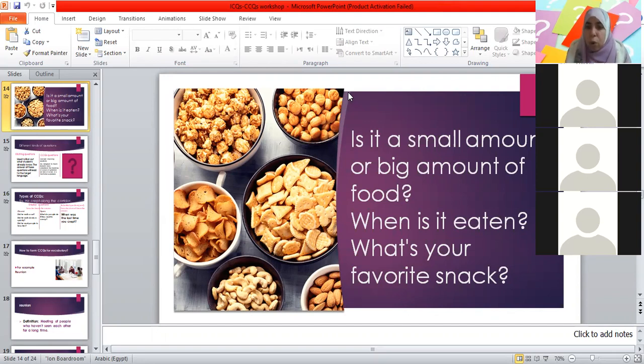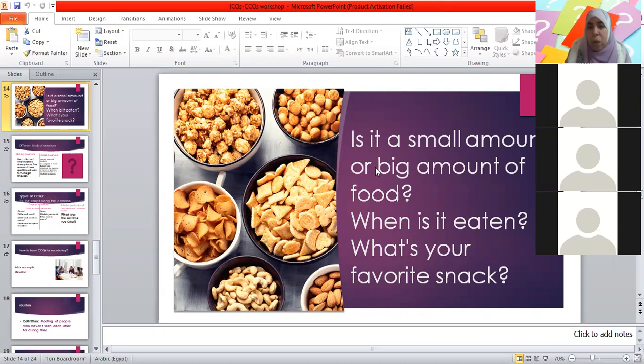Okay, when I ask, when is it eaten? What do you think? Is it display or referential? Display, because the teacher knows the answer. Yes, that's right. It's a display question. Okay, what's your favorite snack? Is it display or referential? Referential. Of course, referential. I don't know what their favorite snack is.